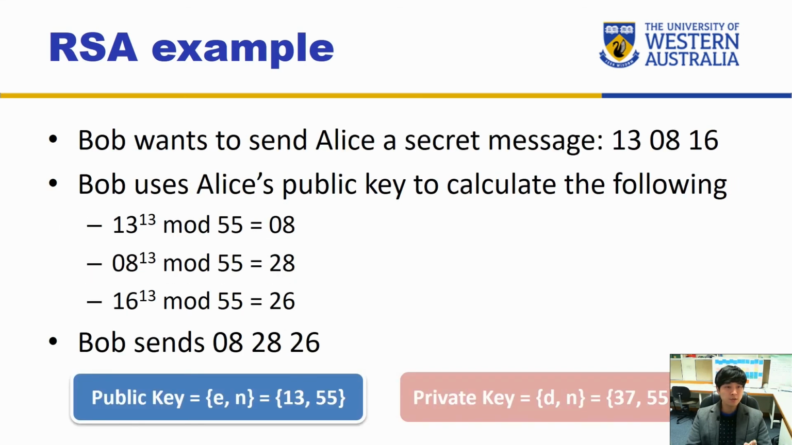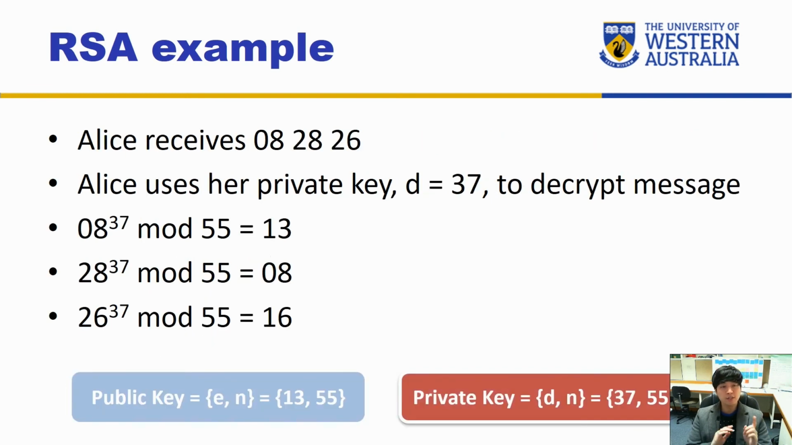So the sending values are 8, 28, and 26. So Alice receives 8, 28, and 26. Okay, so Alice now uses her private key 37 to retrieve the plain text. So 8 to the power of 37 mod 55 is 13. 28 to the power of 37 mod 55 will give you an 8. 26 to the power of 37 mod 55 is 16.